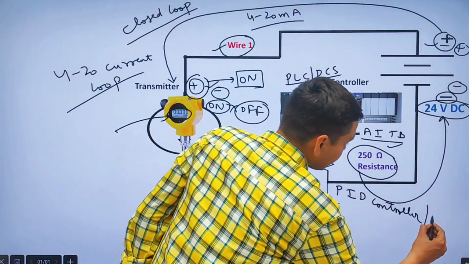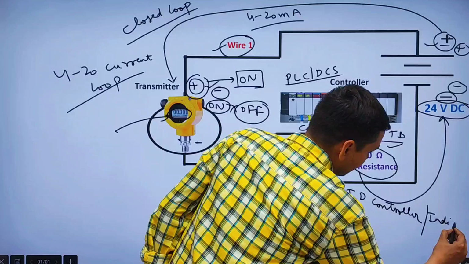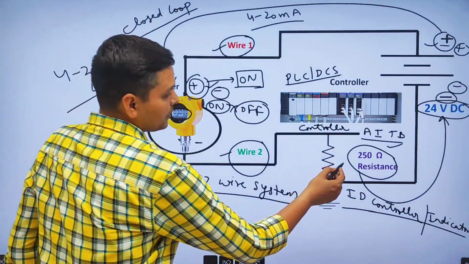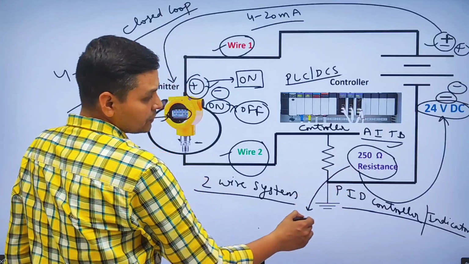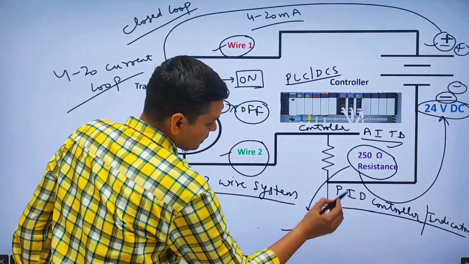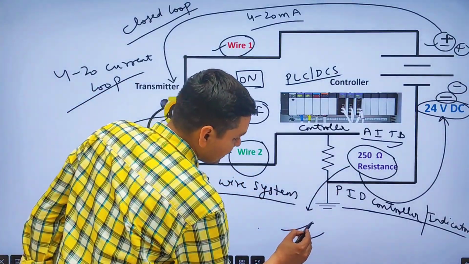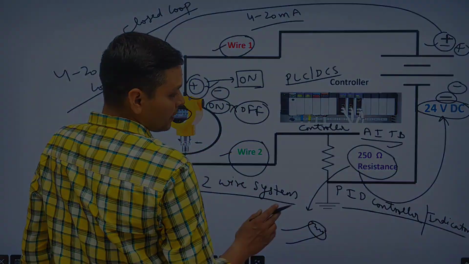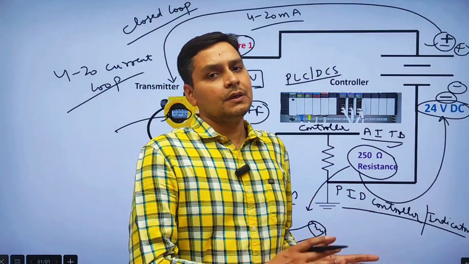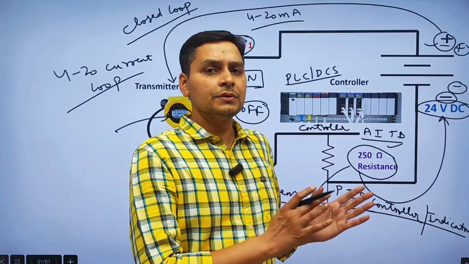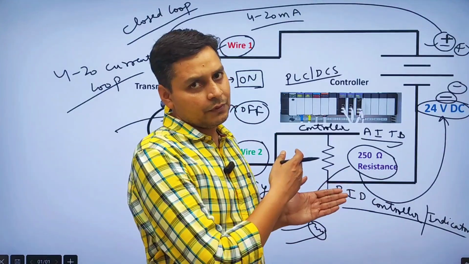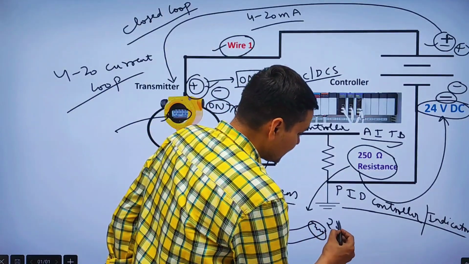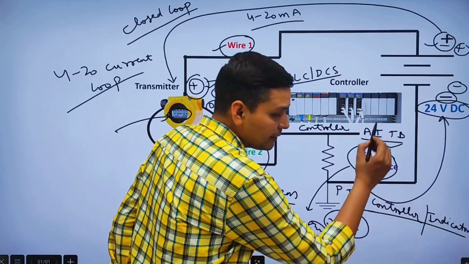Look friends, if we are using a PID controller or an indicator, then you can see a 250 ohm resistor is used with these two wires coming from the transmitter, and the resistor will be connected like this. So when you use a PID controller or an indicator for this 4 to 20 milliampere current loop, you can find a 250 ohm resistance connected there.